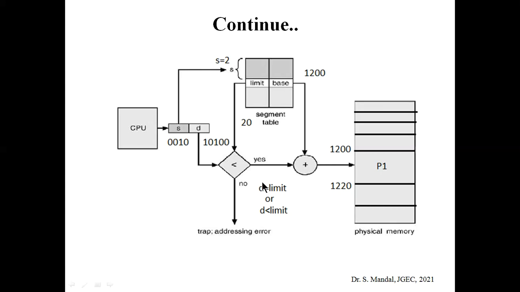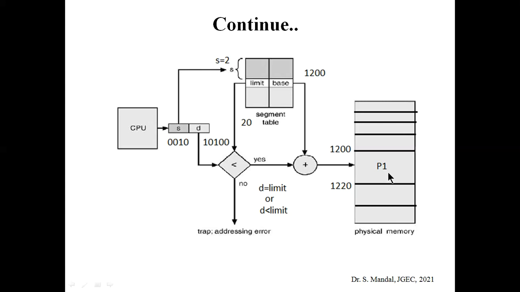As you can see, the decimal value of this quantity is 20, so obviously the condition d equal to limit is satisfied, since 20 equals 20. So the start value will be 1200 and the end value will be 1200 plus d, that is 1200 plus 20, so the end value will be 1220. In this memory location the respective segment 2 will be loaded and the CPU can access it.